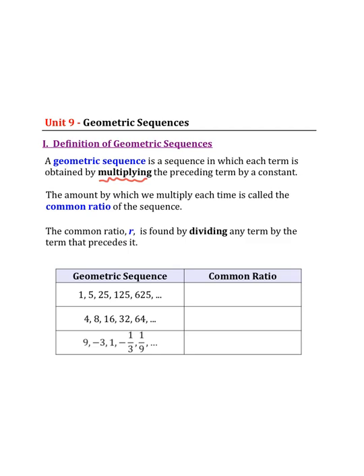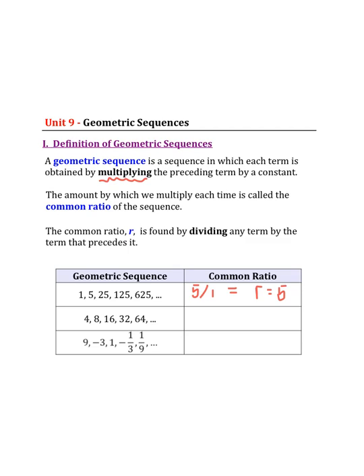So this amount that we're multiplying each time is what we call the common ratio, and we're going to designate it with an R. And that's found by dividing any term by the term that precedes it. So let's take a look at some of these examples and figure out what the common ratio is. So for this first example, we're going to take 5 and we're going to divide it by the term in front of it. So our common ratio is then going to be R is equal to 5.